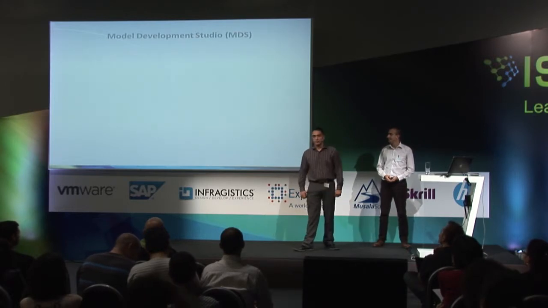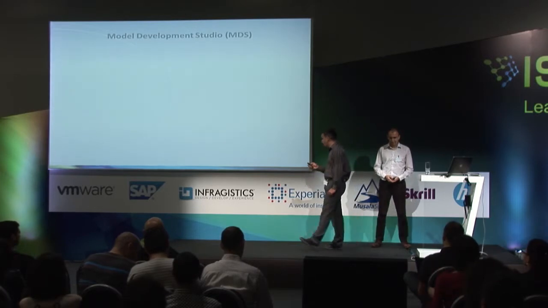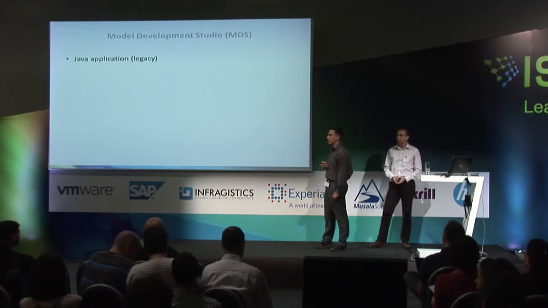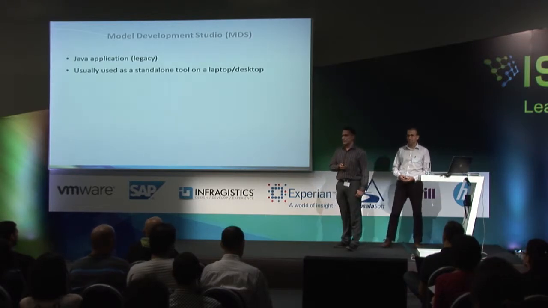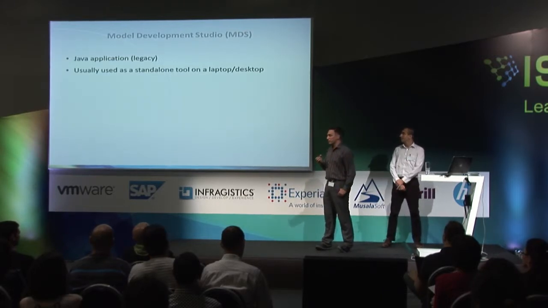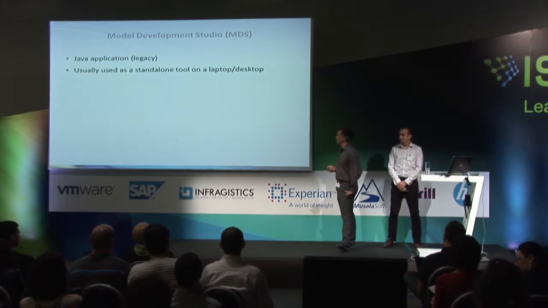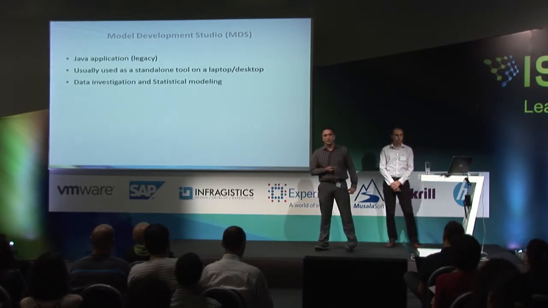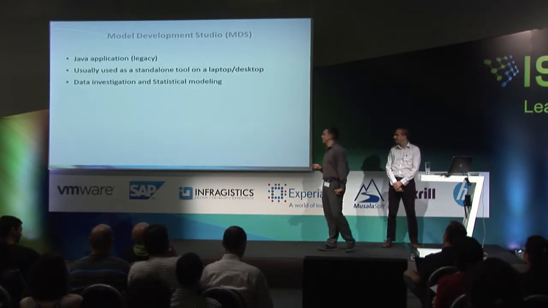One of the software products that we're going to present to you is called Model Development Studio, or shortly MDS. Some history: it's a Java application which has been developed for 5, 6, 7 years, maybe. It's usually used as a standalone tool by our analysts within Experian, so it's usually used on a laptop or a desktop. An analyst would usually use the laptop within a client's premises, so it has to run on a laptop, basically. It's used for data investigation and statistical modeling, so you collect information about the data, and then you're modeling.